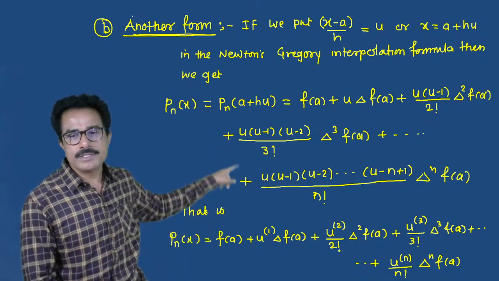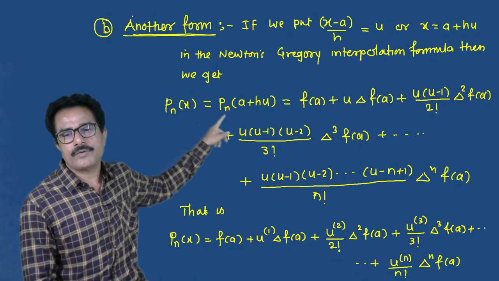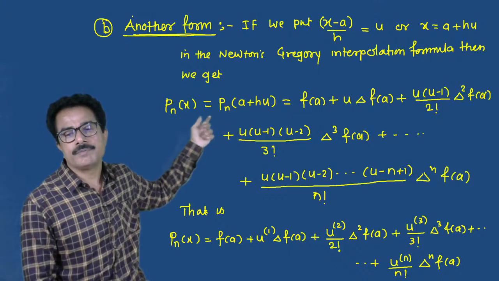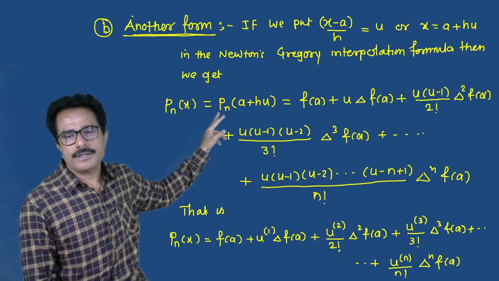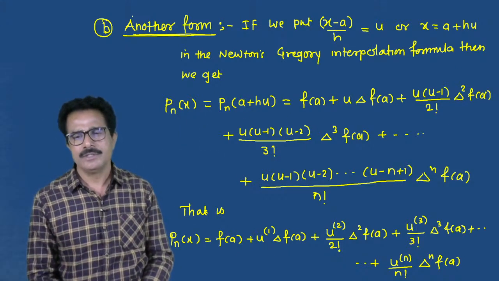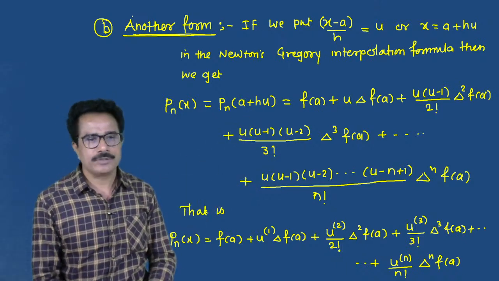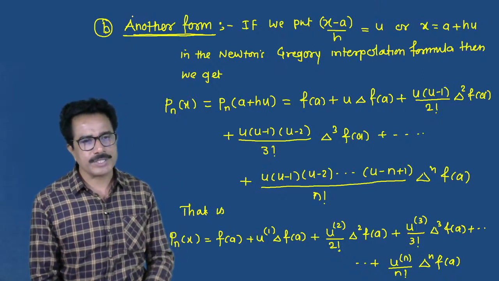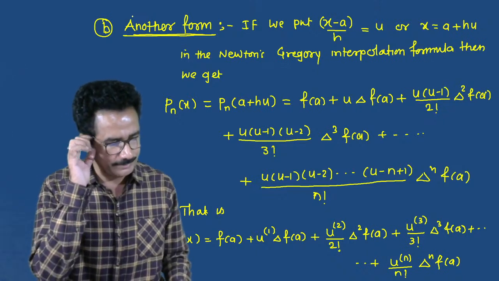This is the Newton's-Gregory forward formula f of x, and we can write Pn of f of a plus hu, or we can write f of x or f of a plus hu. We can write the any value. So this is the formula. हे मात्र तुम्हाला लक्षात ठेवावं लागेल. आता हा फॉरवर्ड डिफरन्स टेबल झाला. बॅकवर्ड डिफरन्स टेबल कसं तयार करायचं, बॅकवर्ड डिफरन्स टेबल.